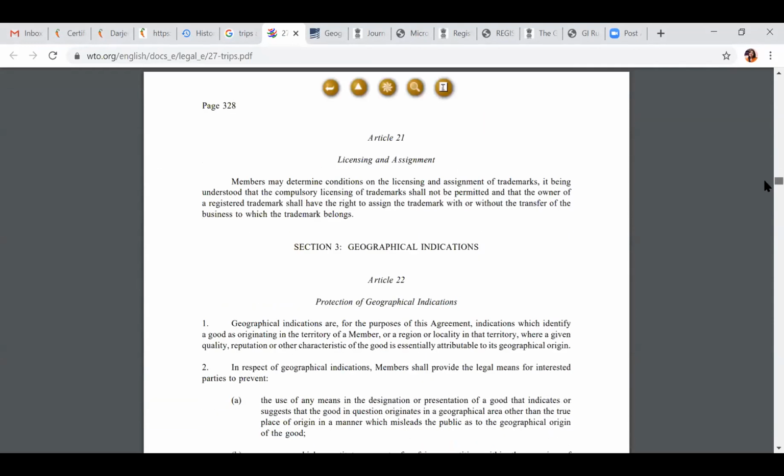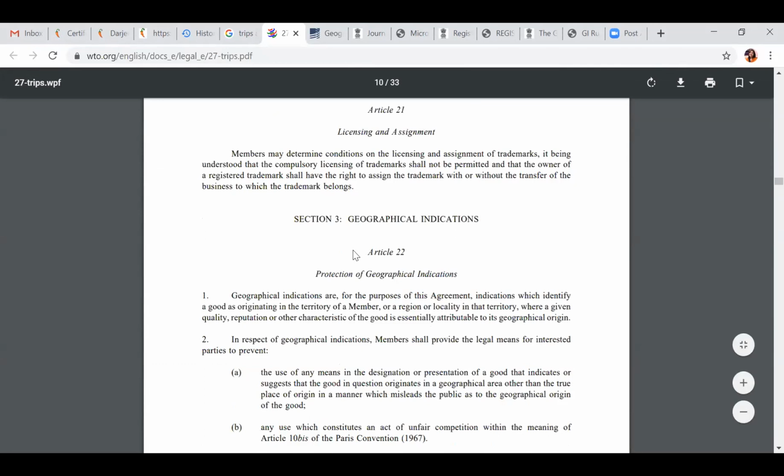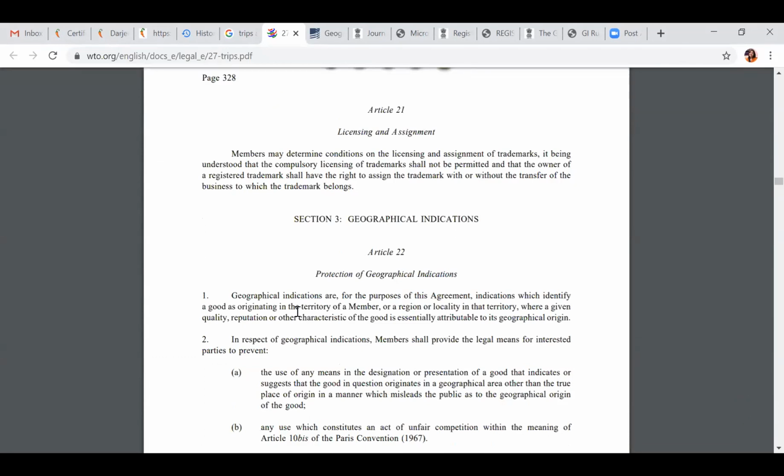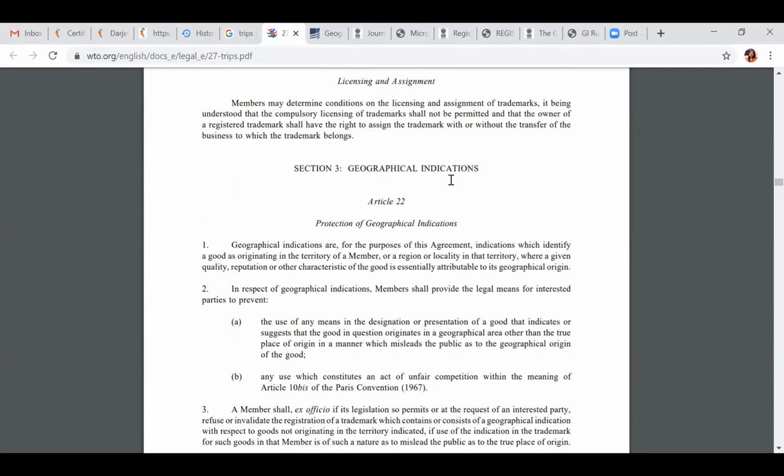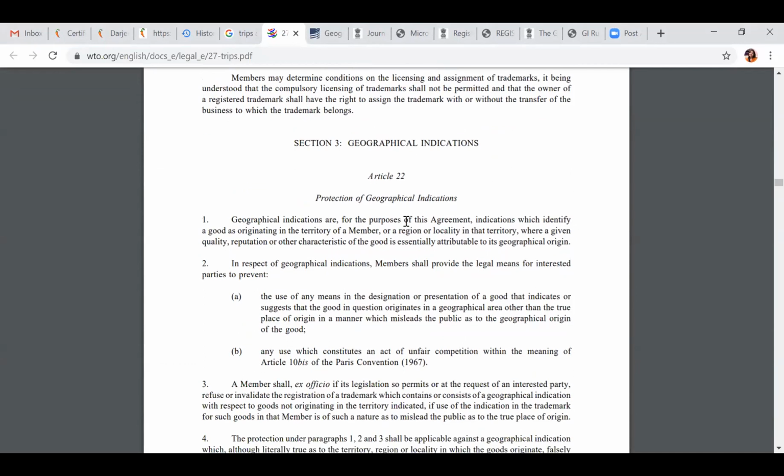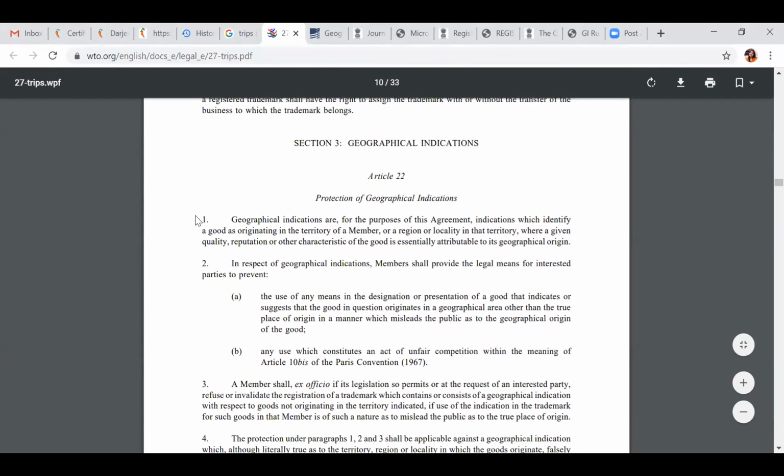Yes, ma'am. This is the TRIPS Agreement relating to geographical indications. So it starts basically from Article 22. So TRIPS Agreement, Article 22, Protection of Geographical Indications. Article 22.1 defines what is a geographical indication. So this is a definition. Indications which identify a good as originating in the territory of a member or a region or locality where a given quality, reputation, or other characteristic of the good is essentially attributable to its geographical origin.